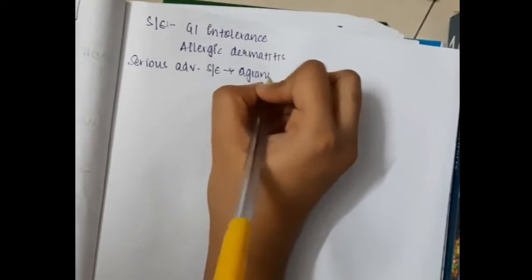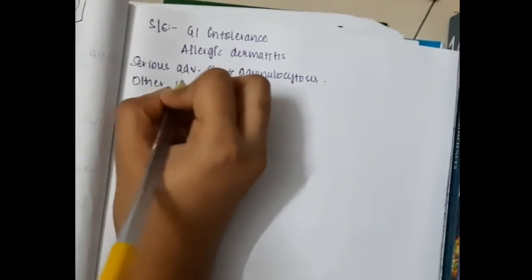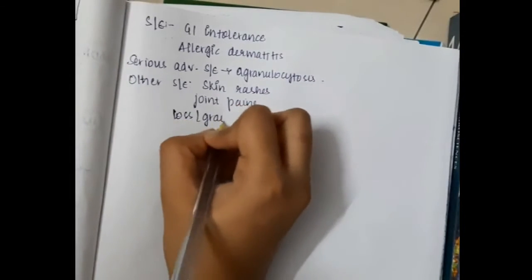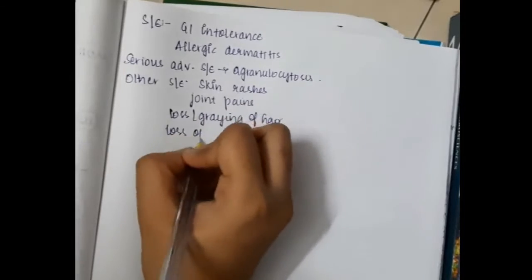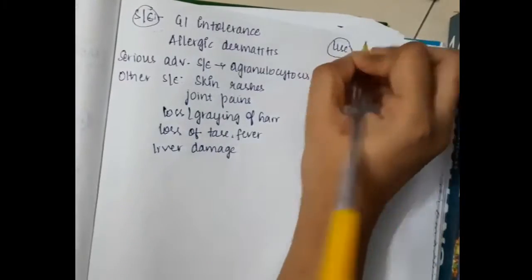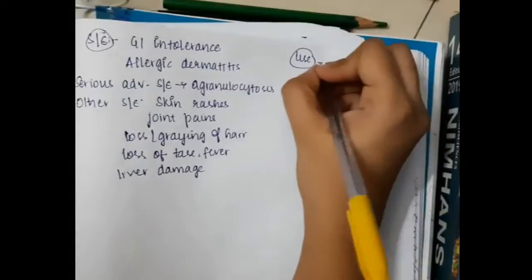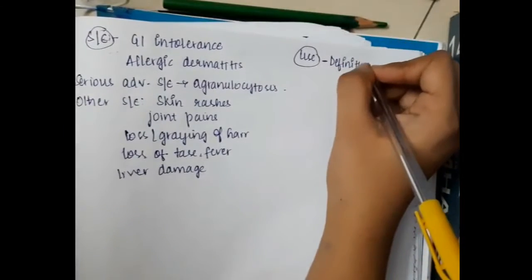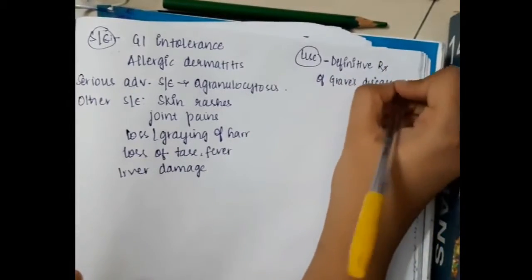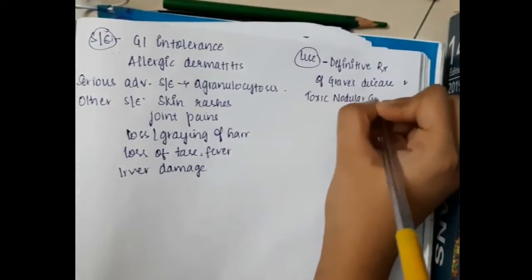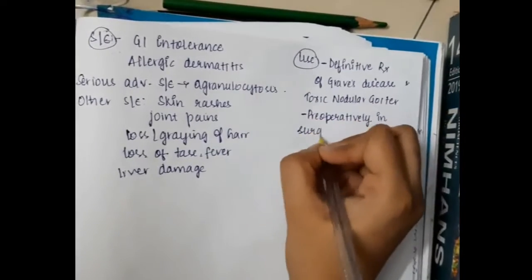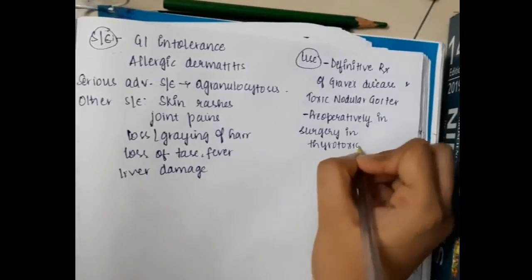The serious disadvantages include agranulocytosis, others like skin rashes, joint pains, loss or graying of hair, loss of taste and fever, and liver damage is seen. If you see the uses, it is used in the definitive treatment of Graves' disease and toxic nodular goiter. It is also used pre-operatively in surgery in thyroid patients.